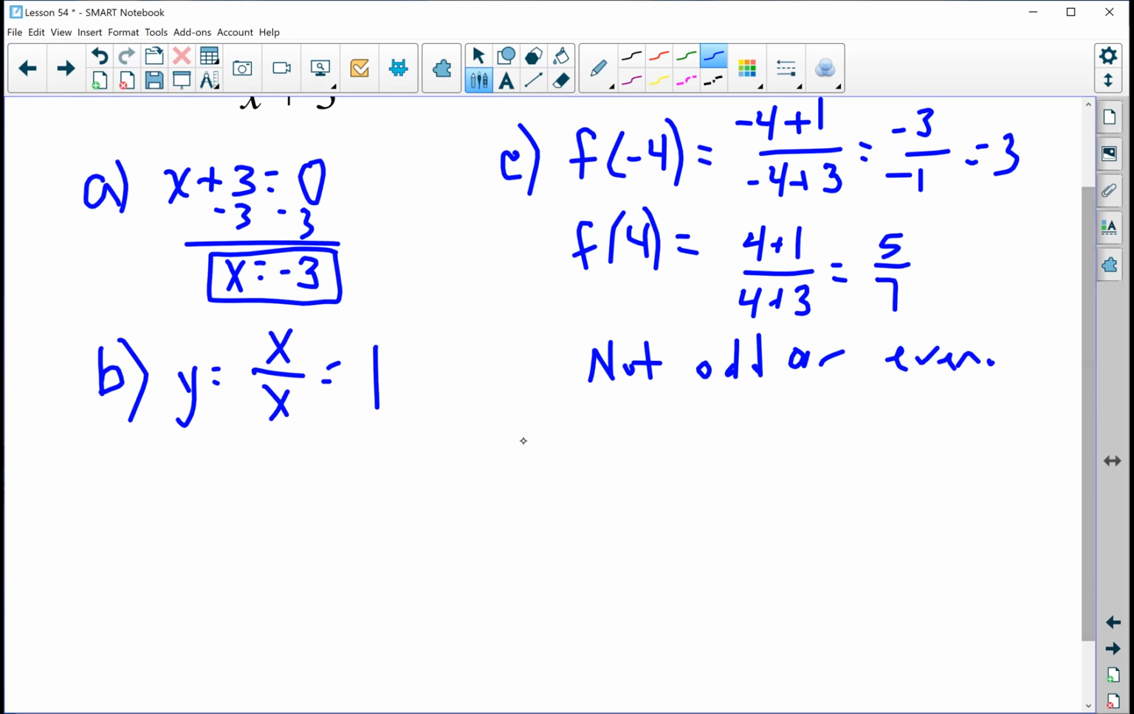Part D, find the x-intercepts and the y-intercept. So for the x-intercept, we would take x plus 1 over x plus 3 and set it equal to 0 and solve.